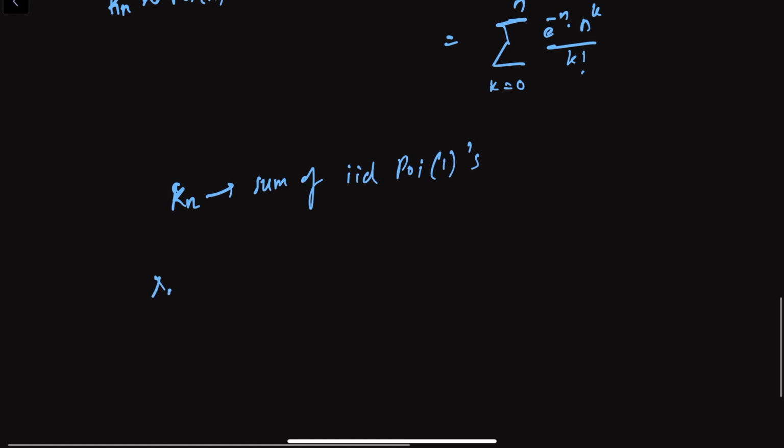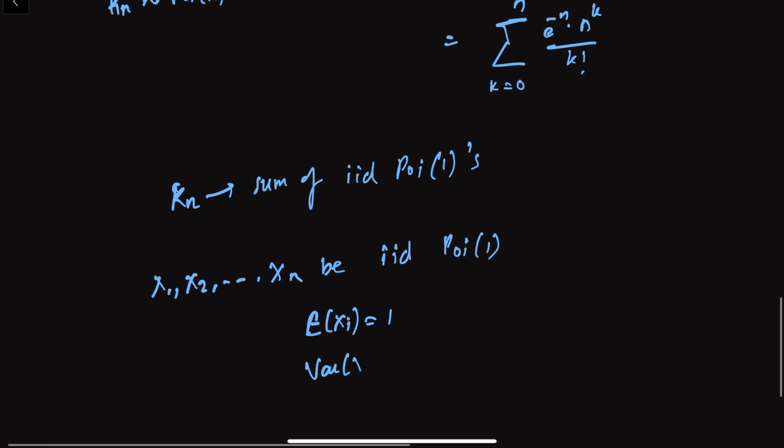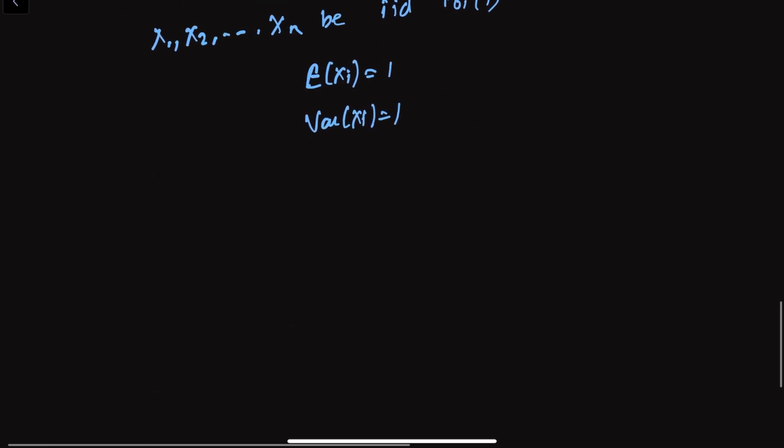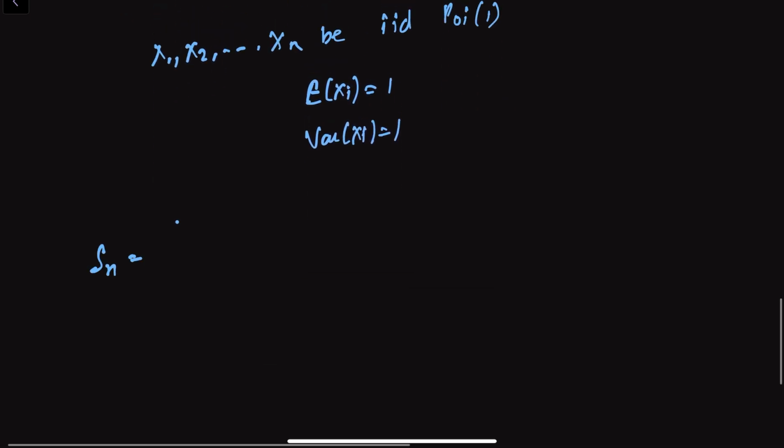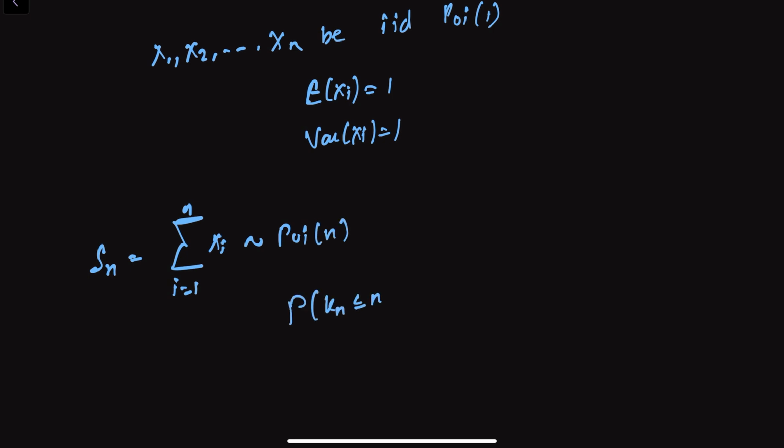For example, if I consider X1, X2, up to Xn, suppose these are IID Poisson with parameter 1, then the expectation of Xi is 1 and the variance of Xi is also 1. If I consider Sn, which is the summation i equals 1 to n of Xi, this follows Poisson n. So basically, the probability that Kn is less than or equal to n is nothing but the probability that Sn is less than or equal to n.